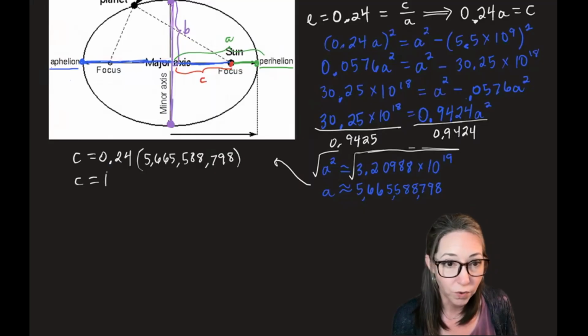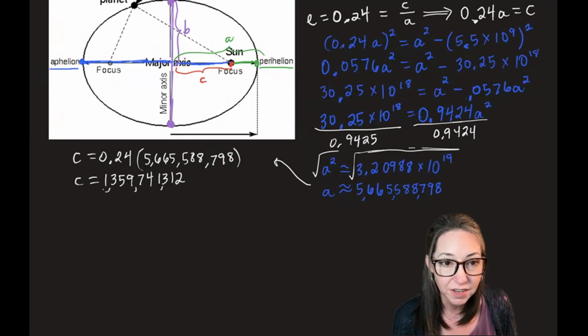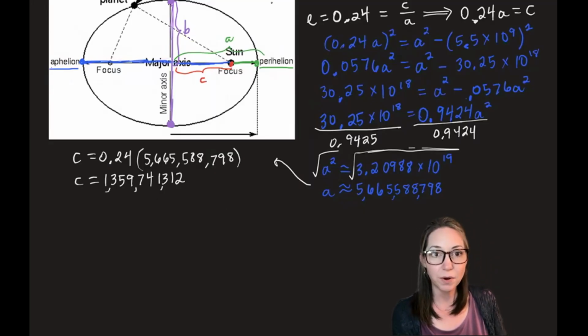Okay, I'm going to write that down here. The digits, just reading them across, are 1,359,741,312. Okay, kind of working backwards here. We see, okay, it's a little over a billion, right? So let's write out what I was saying earlier, right?